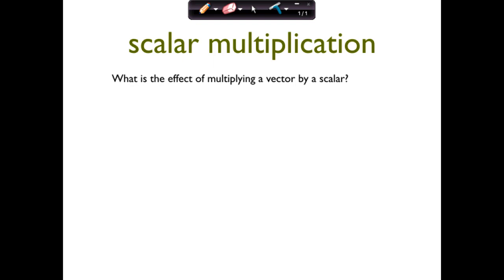And then how does the magnitude change? The word scalar comes from the word scale, right? What does scale mean? Magnify or shrink. So that scalar that you multiply by magnifies or shrinks the magnitude of the vector by that constant.